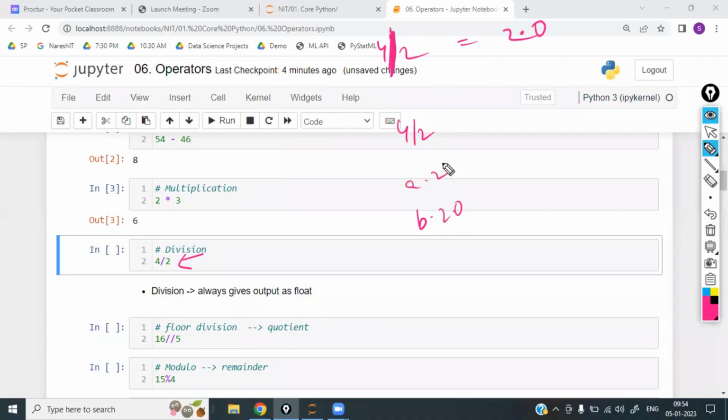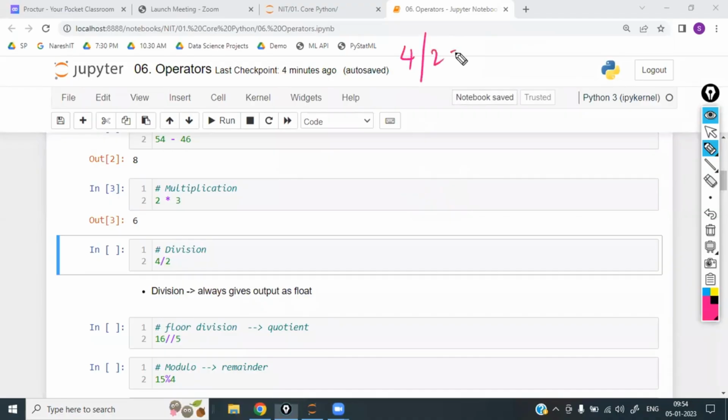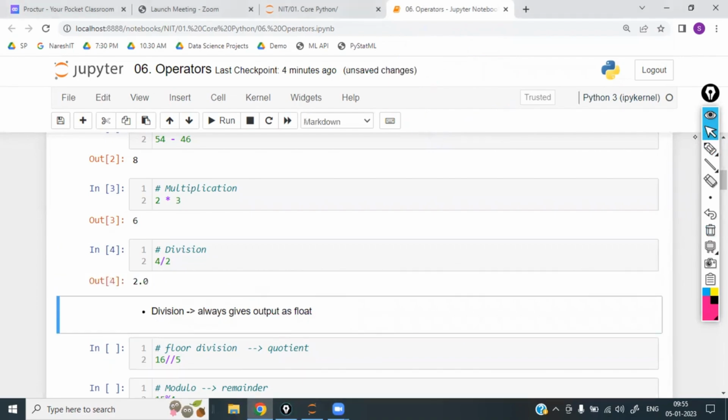So in order to select, you have to remember that whenever you use a division operator, it always returns a float value. For example, 5 divided by 2 means 2.5, which is common. But for 4 divided by 2, generally it has to give 2, but instead of 2 it will give 2.0. Even though the operands are int values, it returns a float value. The output will be a float. 4 divided by 2 gives 2.0.